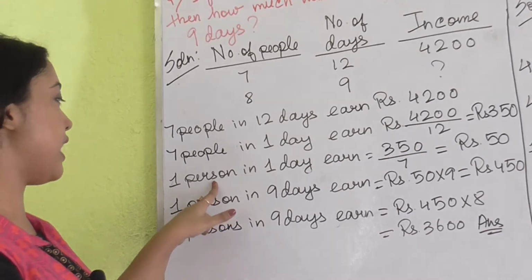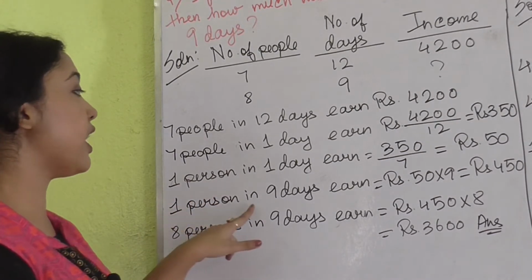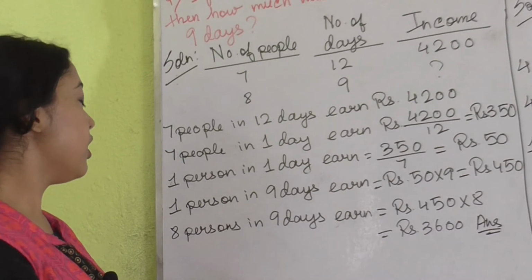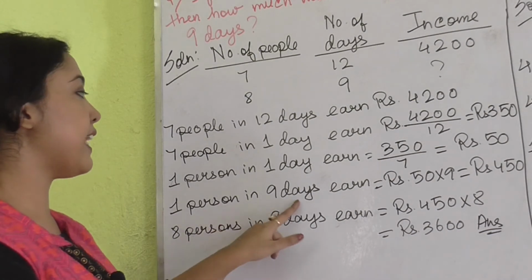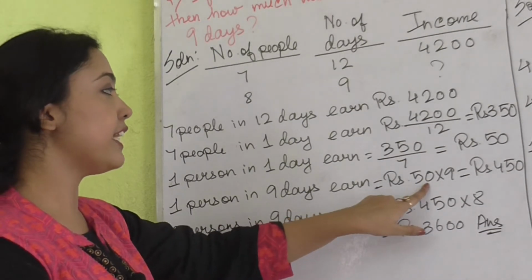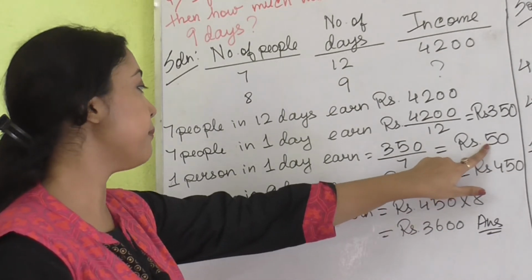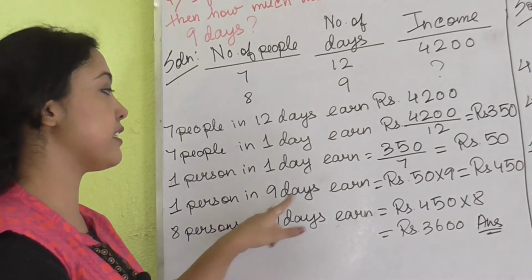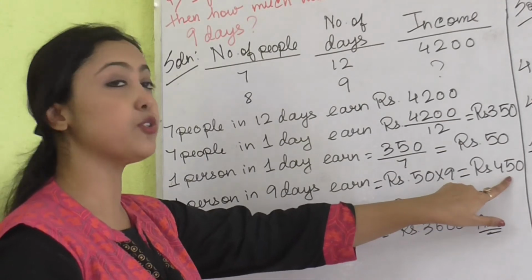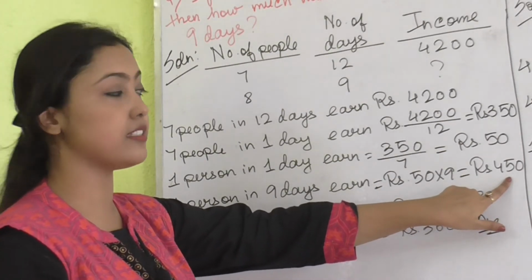Now we have to find out what one person will earn in 9 days. What we have to do? One person in 9 days will earn 50 into 9, that is 1 day income into number of days. That is 50 into 9, we are getting rupees 450 as our answer.